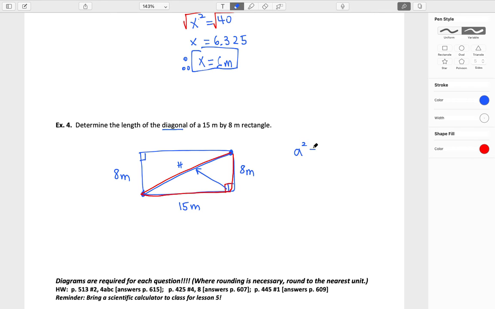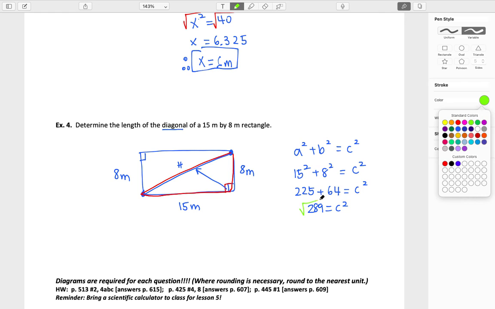So a squared plus b squared equals c squared. A could be 15 squared, b could be 8 squared, and c is what we're looking for, the diagonal. 15 times 15 gives me 225, plus 64 equals c squared. So 289 equals c squared. And don't forget, we square root both sides. Then you should get c is equal to 17.